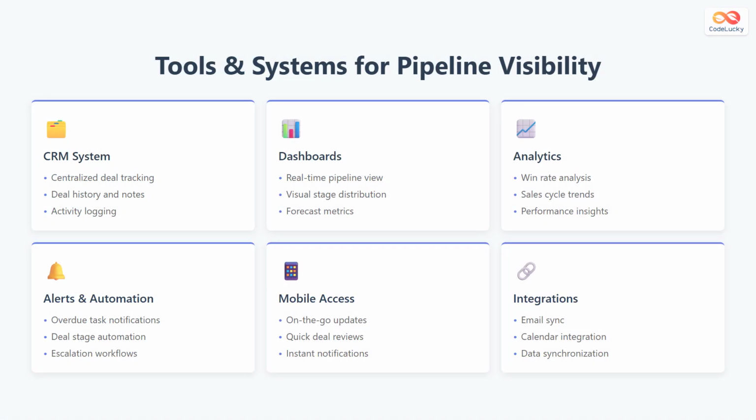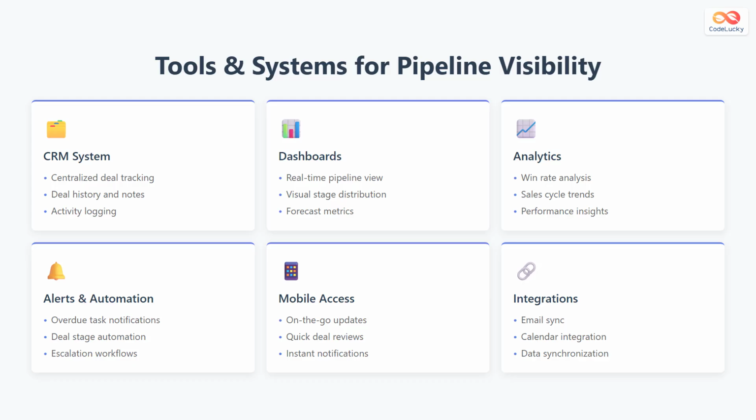Use technology to make pipeline management easier and more reliable. A CRM system serves as your central database, tracking every deal, interaction, and note. Dashboards provide real-time visual views of your pipeline, showing deals by stage and forecast totals. Analytics tools help you analyze win rates, understand sales cycles, and identify trends. Alerts and automation notify you when deals are at risk or tasks are overdue and can automatically execute workflows.